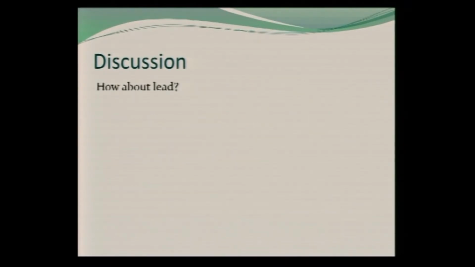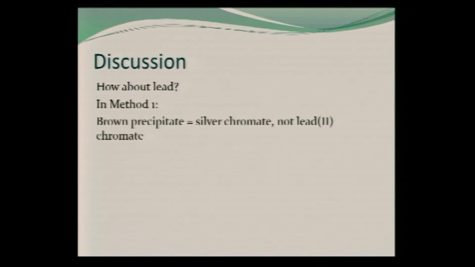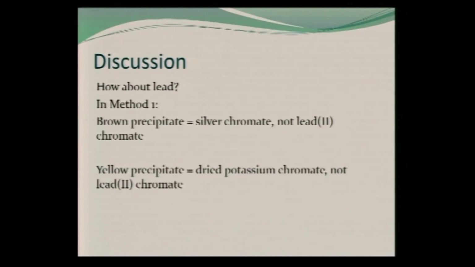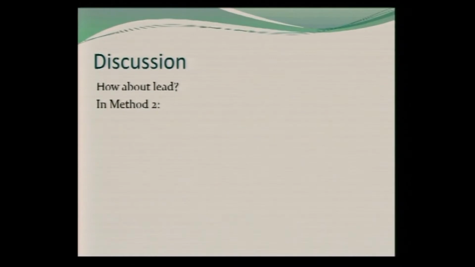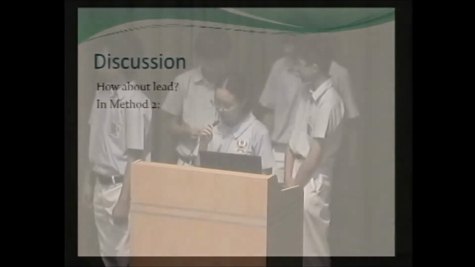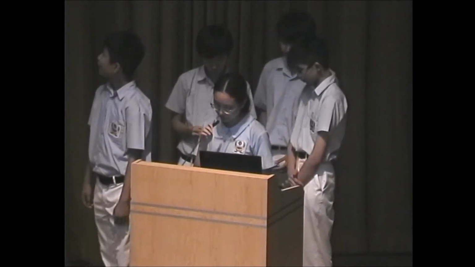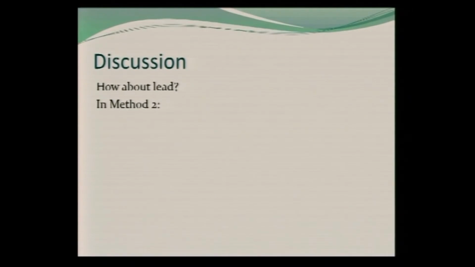So how about lead? In method 1, the brown precipitate was silver chromate, not lead chromate. The yellow precipitate was dried potassium chromate, not lead chromate. Therefore, it's just a beautiful misunderstanding. In method 2, there are no yellow precipitate. Does it mean that there is no lead? I cannot say yes or no, but I can give out two conclusions. Conclusion 1, there is no lead. Conclusion 2, there is lead, but the amount of lead is lower than our detection limit.